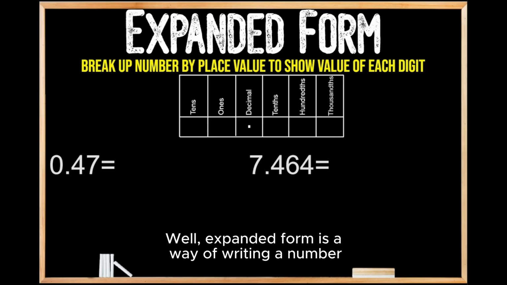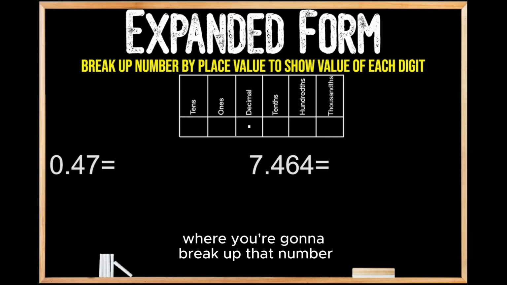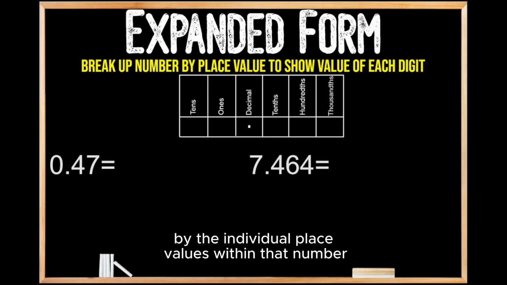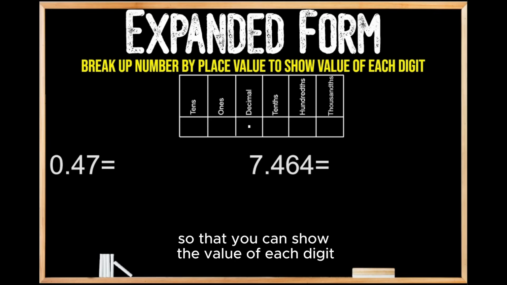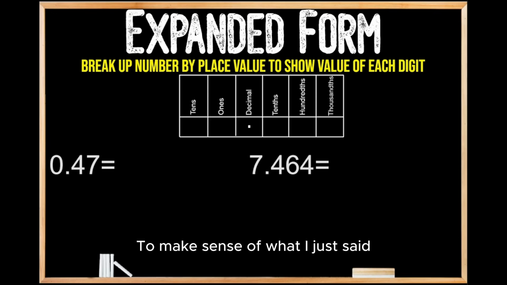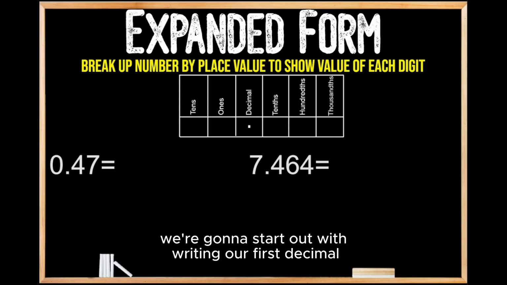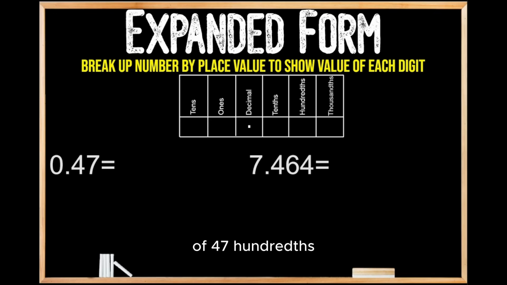Well, expanded form is a way of writing a number where you're going to break up that number by the individual place values within that number so that you can show the value of each digit within that number. To make sense of what I just said, we're going to start out with writing our first decimal of 47 hundredths in expanded form.